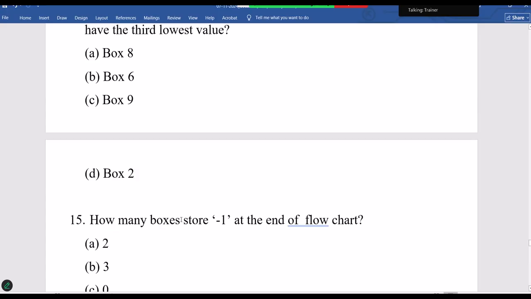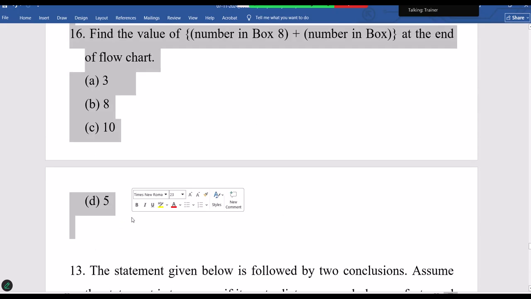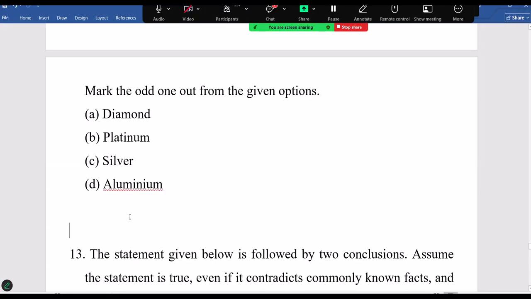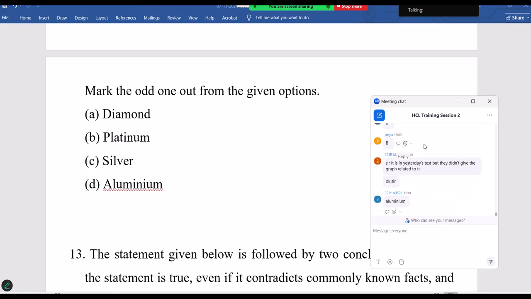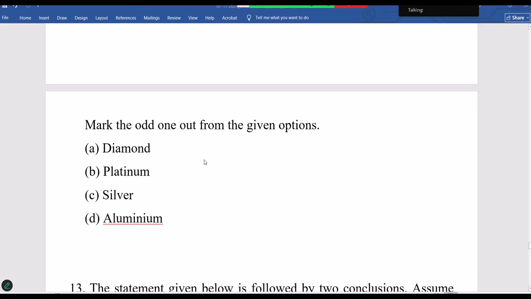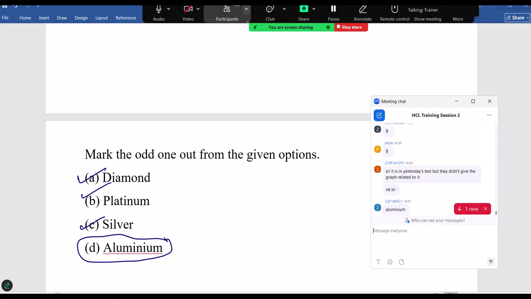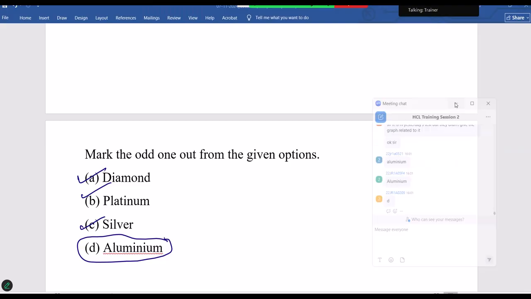I'll give one more question, and here also there is a problem. Flowchart, there is no diagram. A lot of questions are there, but we can ignore that. Yeah, we know gold, silver, platinum, diamond, all fine, but aluminum is different. Right, so it is the odd one out. They'll ask you odd one out like this.